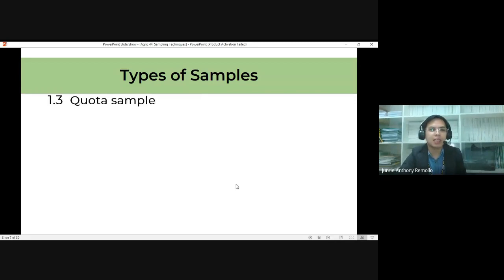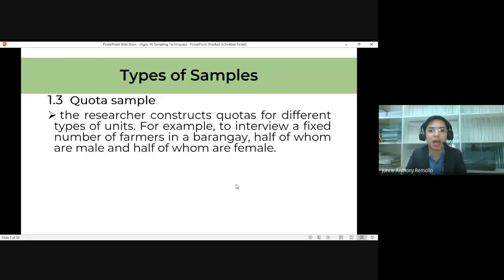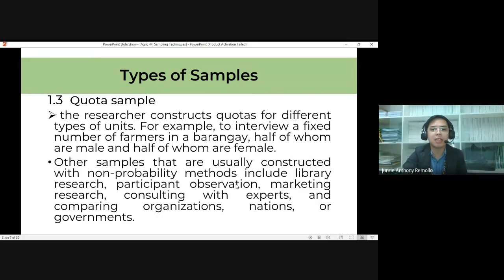Then 1.3 is the quota sample. The researcher constructs quotas for different types of units. For example, an interview of a fixed number of farmers in a barangay, half of whom are male and half of whom are female. Other samples usually constructed with non-probability methods include library research, participant observation, marketing research, consulting with experts, and comparing organizations, nations, or governments. In this type of research, you are setting a quota, meaning you have already set the specific number and type of respondents you want to obtain data from. Okay?